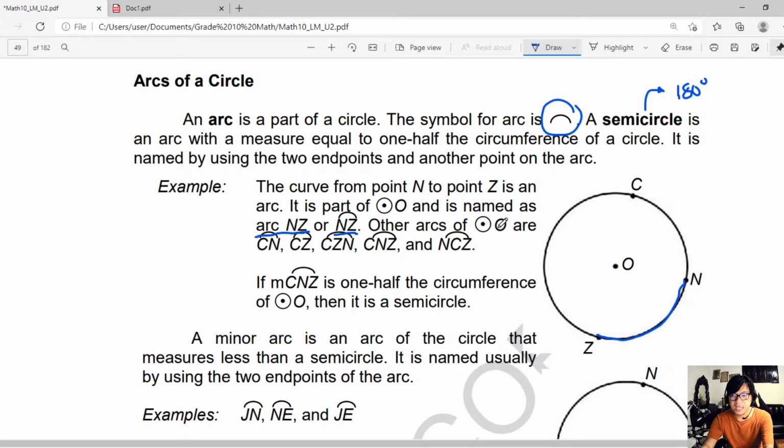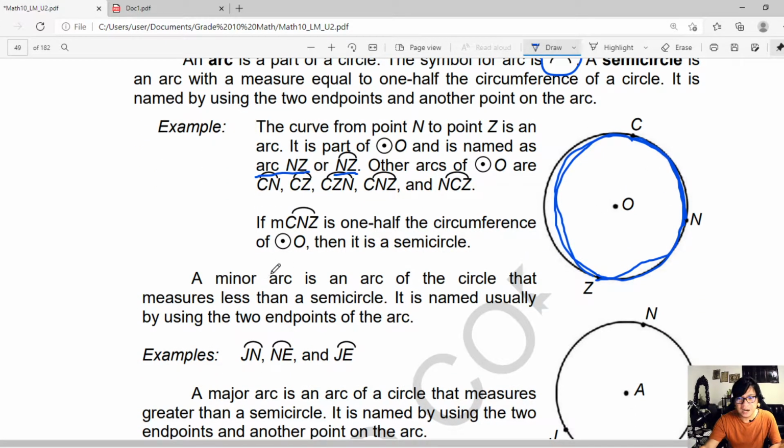Other arcs of circle A are CN, this one, CZ, this one, CZN, this one, and the arc NCZ. If the measure of arc CNZ is one half the circumference of circle O, then it is a semicircle. So arc CNZ is a semicircle.